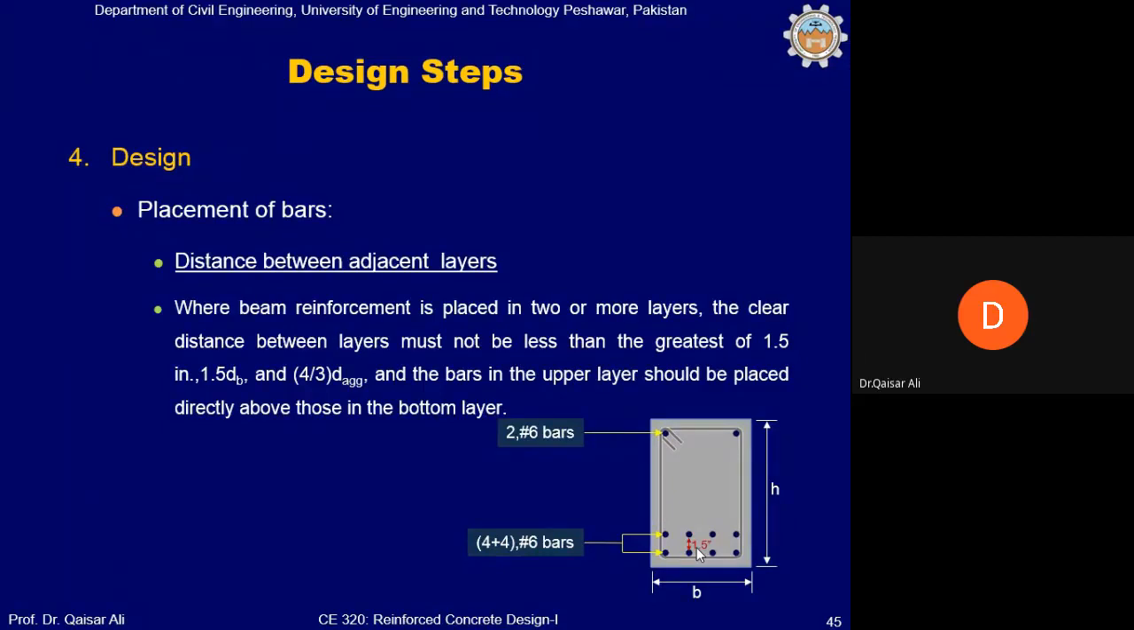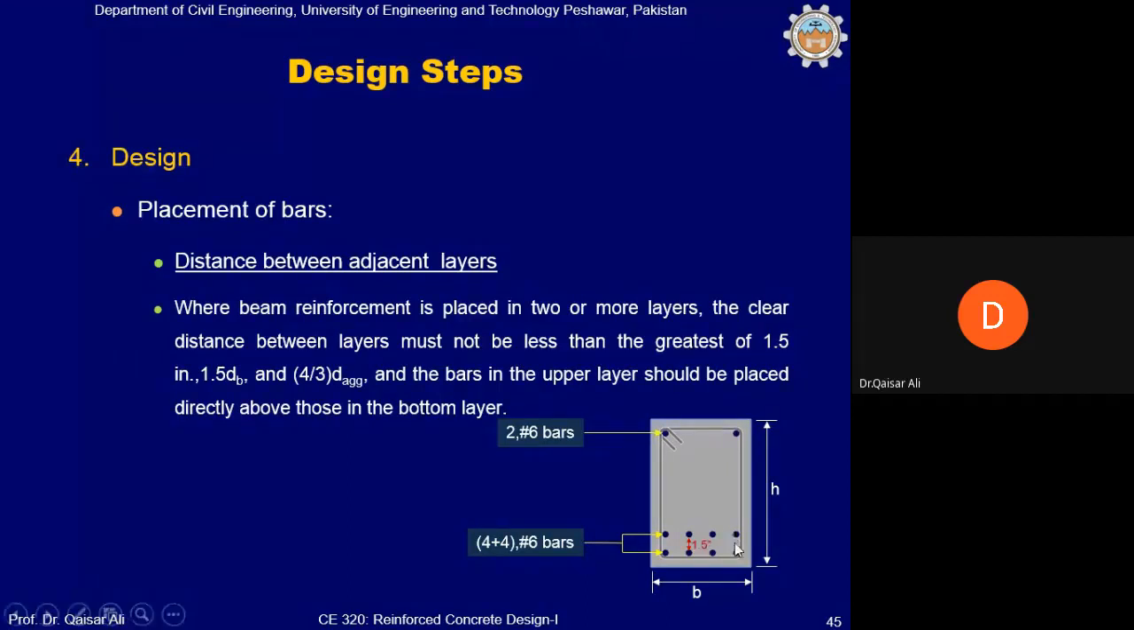And then there is another recommendation of the ACI code that if the bars are to be placed in a second layer, then every bar in the second layer shall be placed directly above those in the bottom layer. These bars shall be directly above those placed in the bottom layer, which means that no bar can be placed in the second layer which comes between the two bars in the bottom layer.